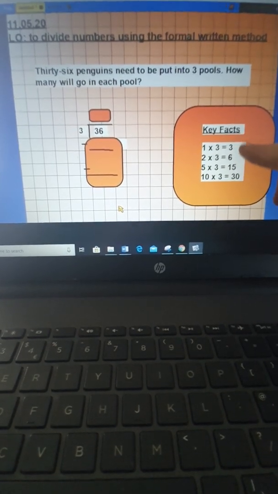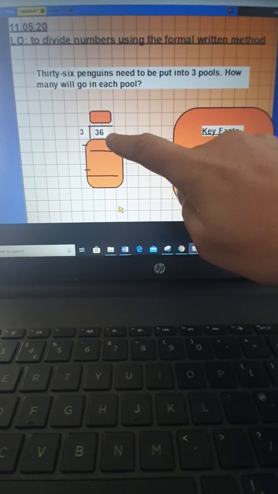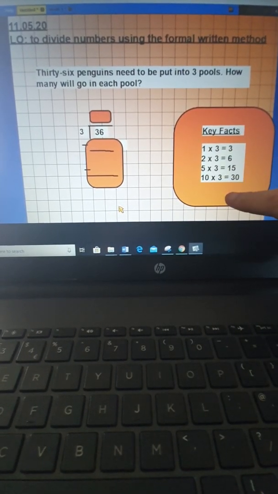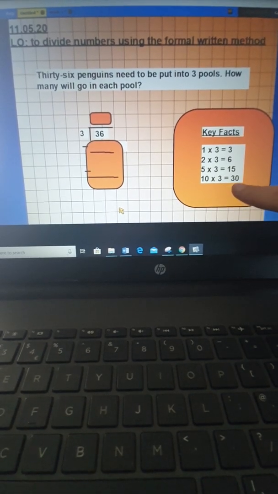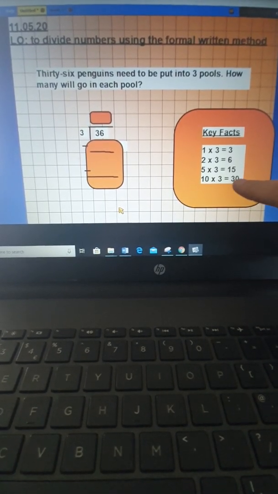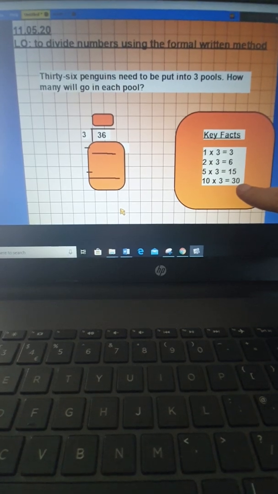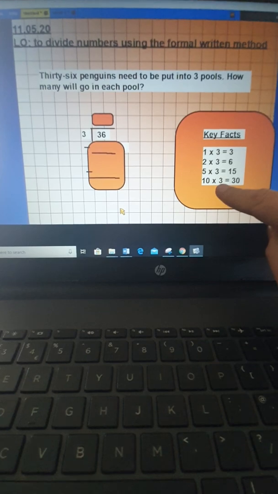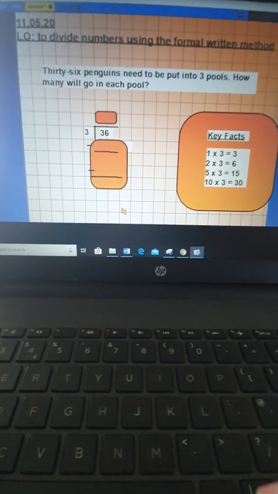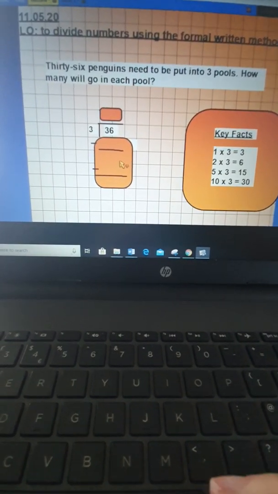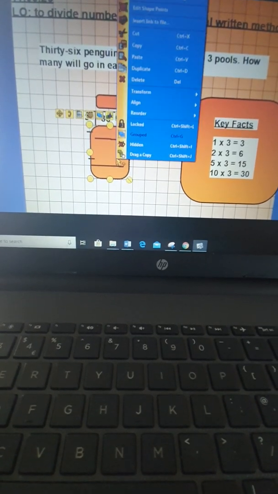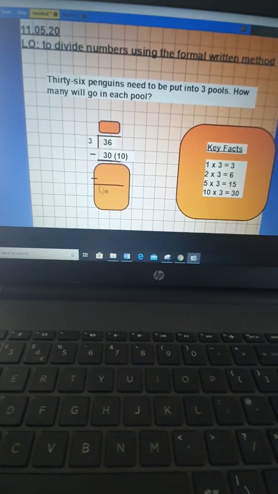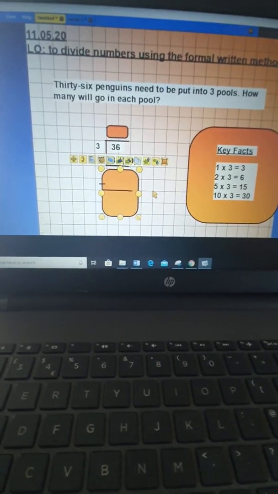So what you want to do is take away the biggest chunk from the number in the bus stop, okay? You don't want to go higher, okay? But you take away the closest number you can. So the closest number we can take away is 30. So what we would do is take away 30, and because that is 10 times the amount we're dividing by, we put 10 in brackets. So I'll just show you here. So we would set it out like that, okay?